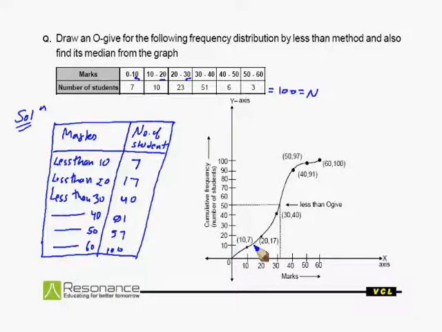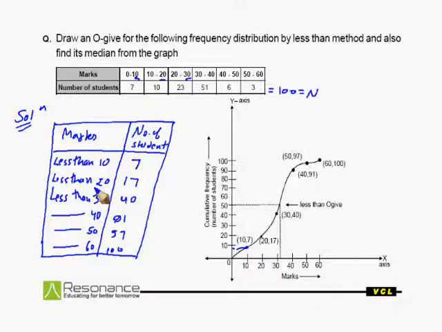Now we draw the graph, that is we have to plot the points. On the x-axis 10, and the number of students is 7. So we have to plot the point 10 comma 7. This point representing 10 comma 7 means the number of students whose marks are less than 10 is 7.